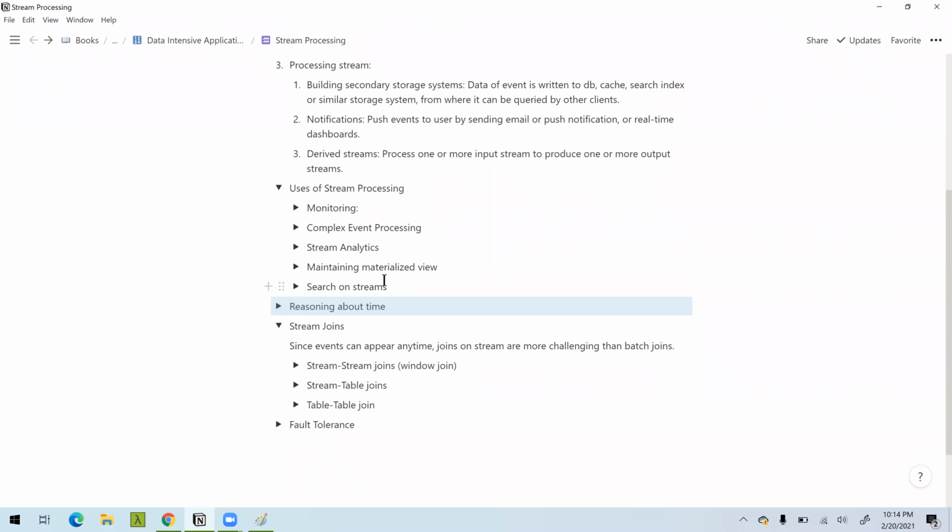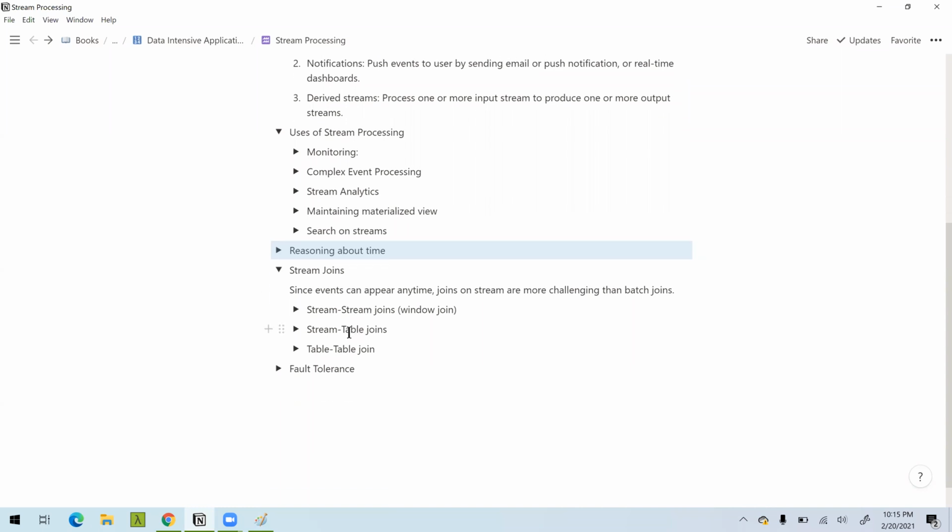Since events can appear at any time, in batch jobs you have that fixed data set, so you can do a join, right? Think of a batch join as being like a table. Batch jobs have a very large amount of data which could not fit on a single machine. It is distributed among multiple machines, but it is a fixed amount of data. On that fixed amount of data you can do the join, but in stream you don't have that fixed amount of data. So how do you do the joins? This is our next topic of discussion.